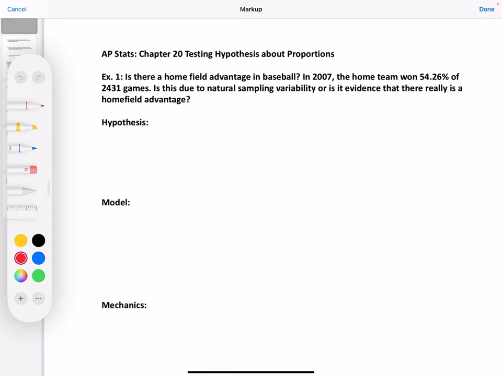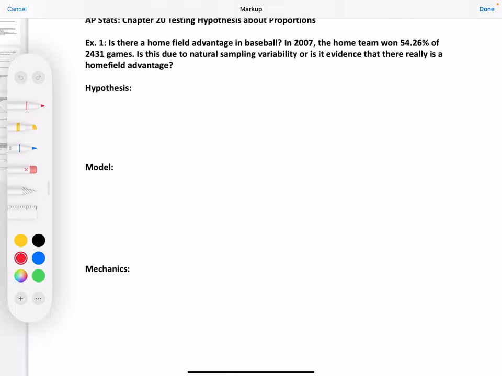That's fair. All right. So, is there a home field advantage in baseball? In 2007, the home team won 54.26% of 2,431 games. Is this due to natural sampling variability, or is there evidence that there really is a home field advantage? So this page is just set up to walk you through the process.